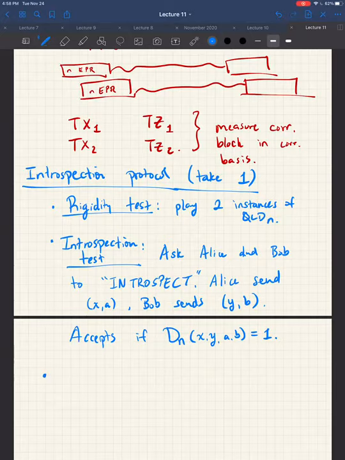All right, so far these two tests are not connected to each other. Alice and Bob will know that introspect is very different from the rigidity test, so there's no reason to expect that Alice and Bob will introspect correctly. So we'll need to introduce an intermediate test that ties the two together.